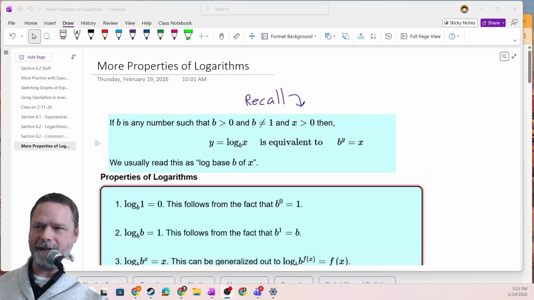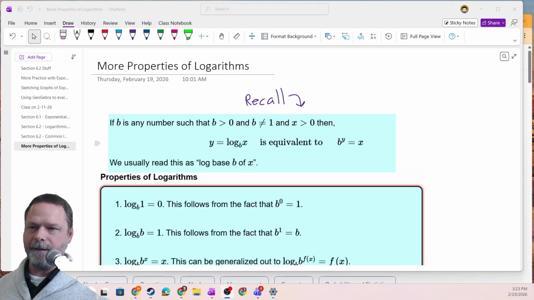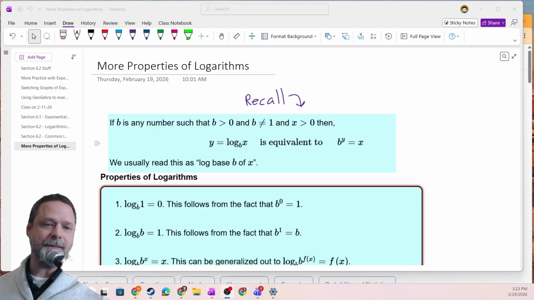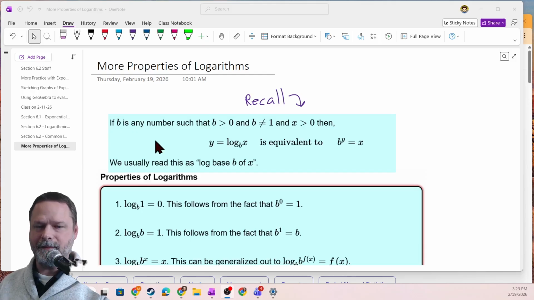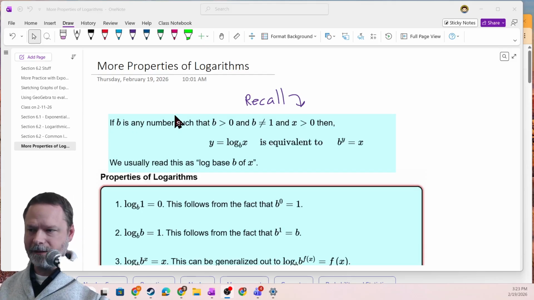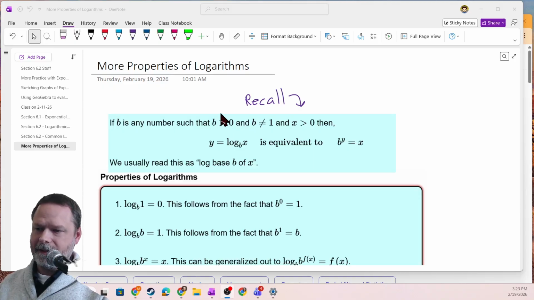So in our last video, we did some properties of logs, and we talked about what log base e is, which is the natural log, and the common log, base 10. Now I want to do a few more properties of logs we're going to find useful. So before we do that, recall quickly our definition for logs right here.